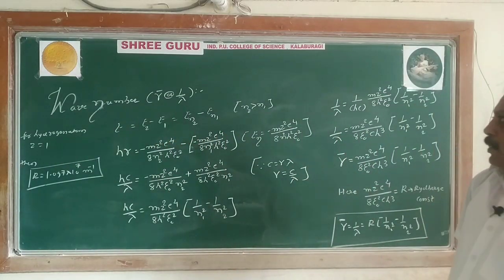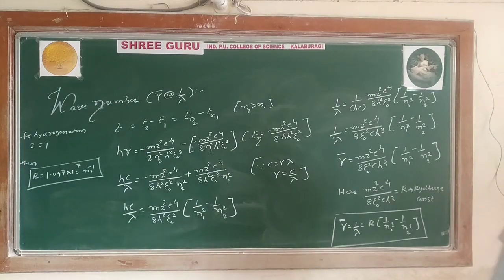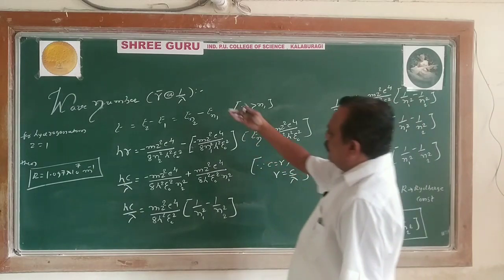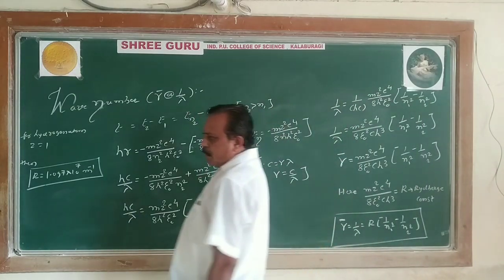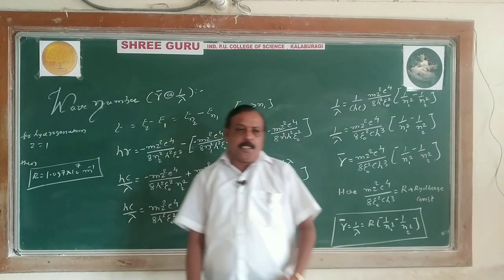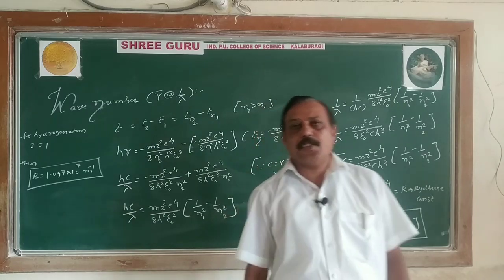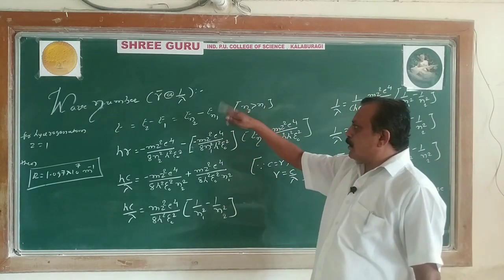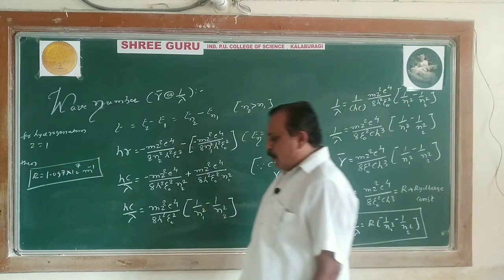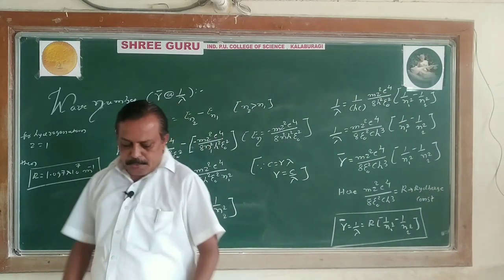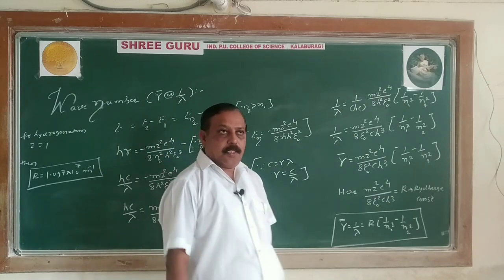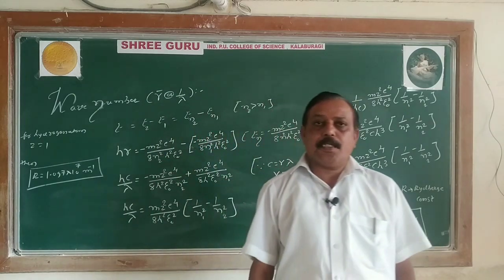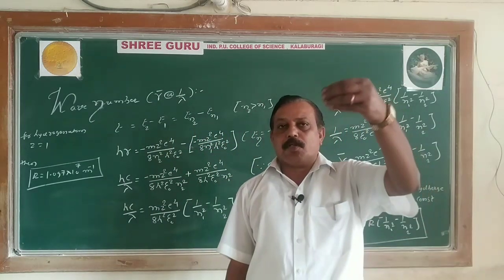Now this is the expression for wave number. What is the wave number? The number of waves contained in 1 meter length of the medium is known as wave number. It is the reciprocal of the wavelength and its SI unit is per meter. According to Bohr's postulates, the energy is emitted only when the electrons jump from a higher orbit to a lower orbit.